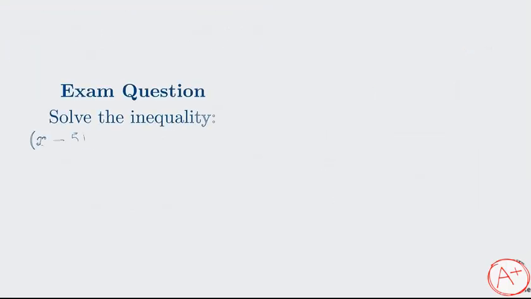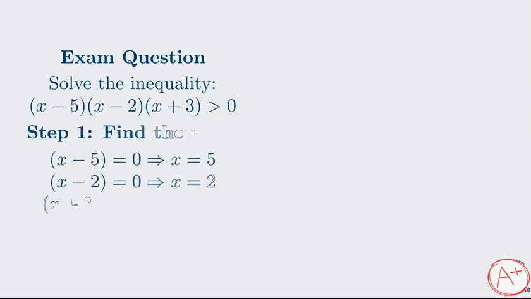Let's solve a typical Cambridge-style question. We need to find the intervals of x for which this cubic expression is strictly positive. The roots are the values that make each bracket 0. So our intercepts are at x equals 5, x equals 2, and x equals -3.